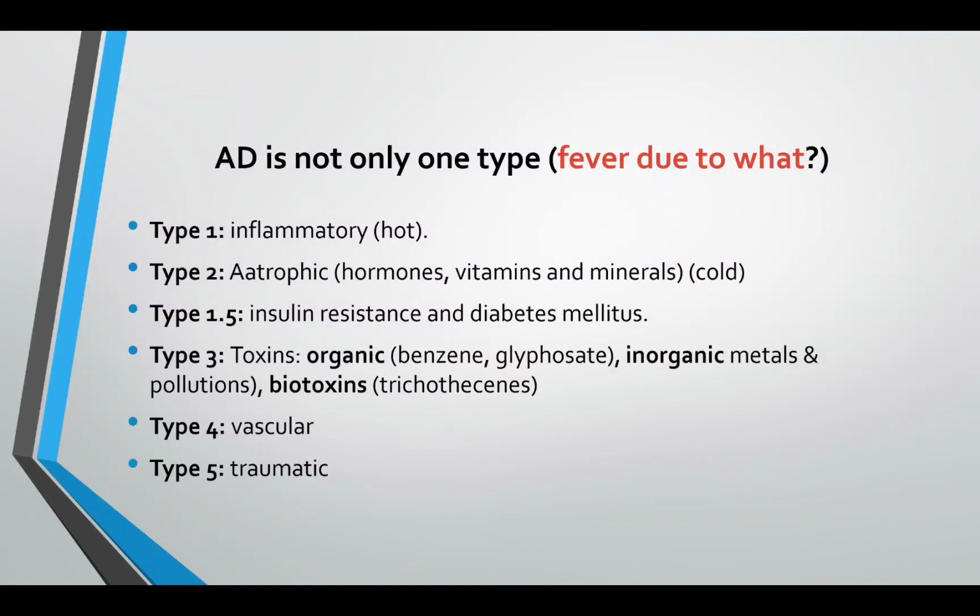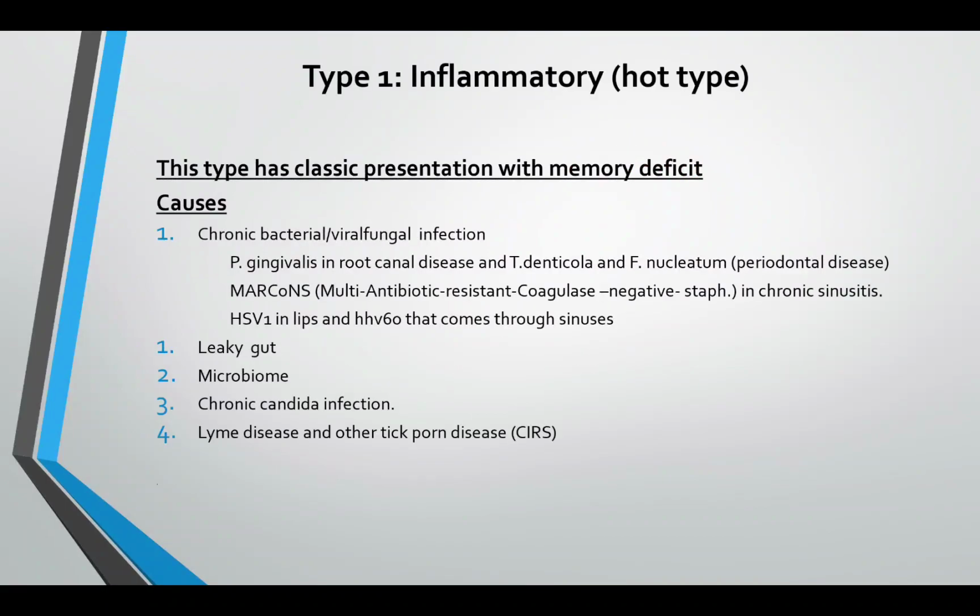Now I'm going to go through each type of them and explain how to identify this type and how we treat it. The first type is the inflammatory type. The causes are chronic bacterial, viral, or fungal infections.